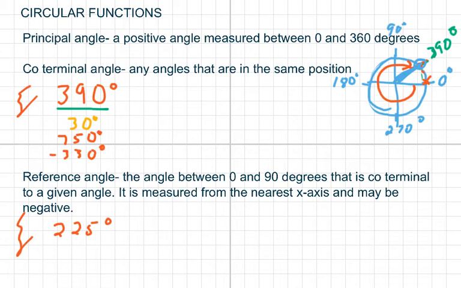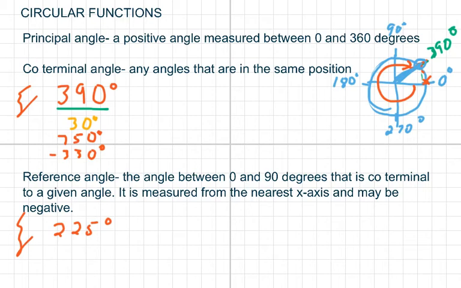Let's go to reference angle. Reference angle is something we're going to use later on, and we talked a little bit about this in grade 11 when we did solving trig functions at the end of the course. A reference angle is the angle between 0 and 90 degrees that is coterminal to the given angle, but it's measured from the nearest x-axis, and it may be negative depending on where it is.